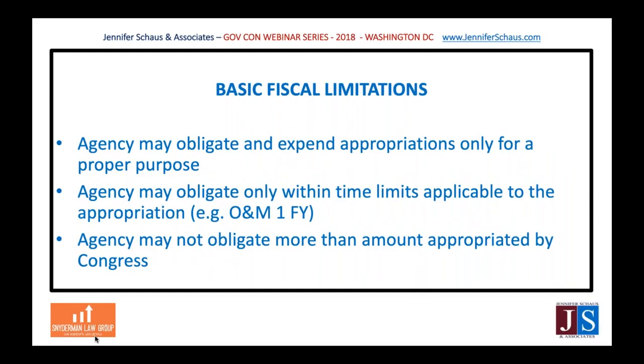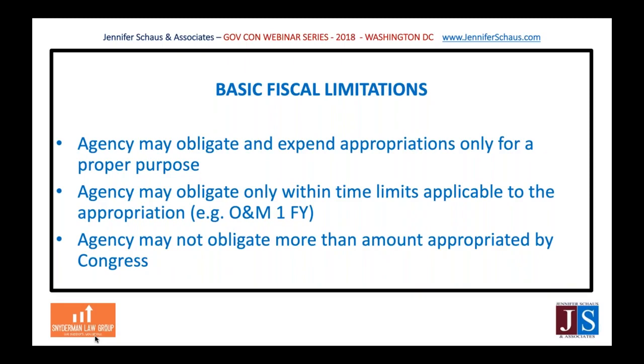More basic fiscal limitations. Agencies can obligate and expend appropriations only for a proper purpose, just like we just said. The agency can obligate only within the time limits applicable. So we like to call this the color of money. Specifically, you might think about operations and maintenance funds. Those have one fiscal year only availability, which means you can't spend them in a following fiscal year. They have to be appropriated, authorized, and expended within the year in which they were authorized.